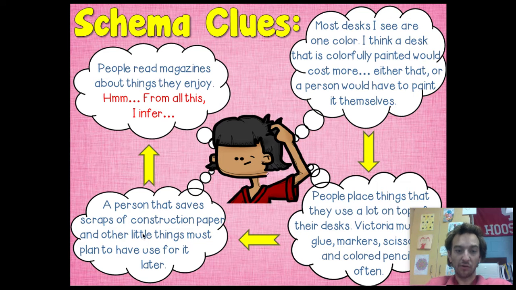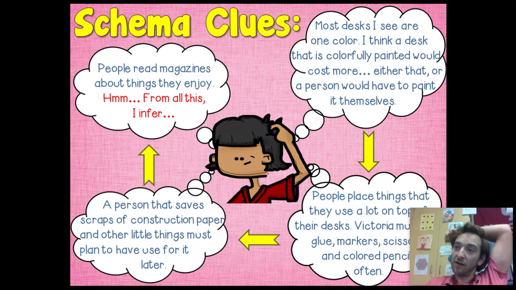Next one. A person that saves scraps of construction paper or other little things must have a plan to use it. Good, I didn't think of it that way. She's got markers and glue. She's got scissors and glitter, and construction paper, a colorful desk. People read magazines of things they enjoy. Here's our last clue. Her magazine's called Make It Yourself. What's something we can infer based on all these clues?